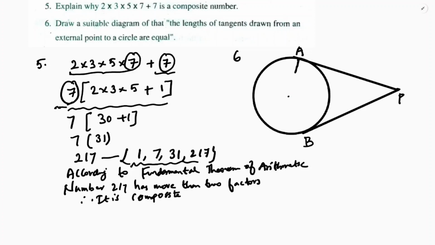So the diagram is done, but I'm showing you. Tangents drawn from an external point, just show them like this. These two are equal. Because they didn't ask for the proof, they needed this diagram. It's a circle and the external point is P. The lengths of the tangents from the external point will be equal.